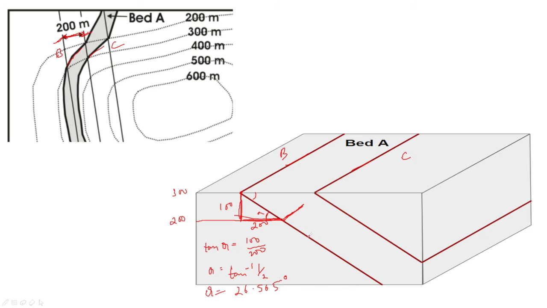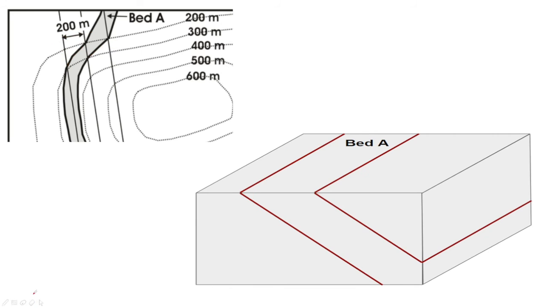The true thickness of bed is this thickness. I'll erase all this. The true thickness of bed is the perpendicular distance between these two bedding planes. This angle we know, which is 26.565. To calculate the true thickness, which is this, we must know this distance, which is the horizontal distance between these two bedding planes.